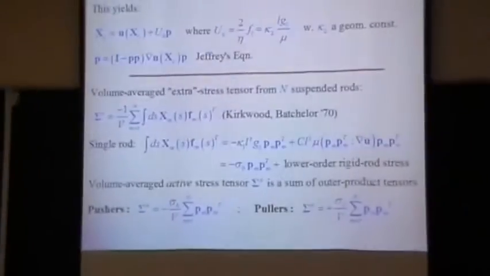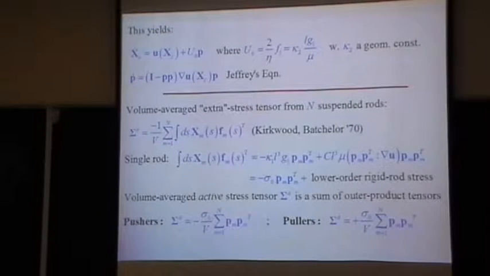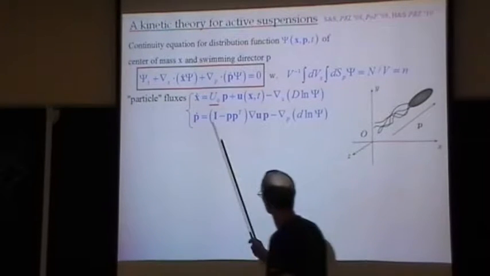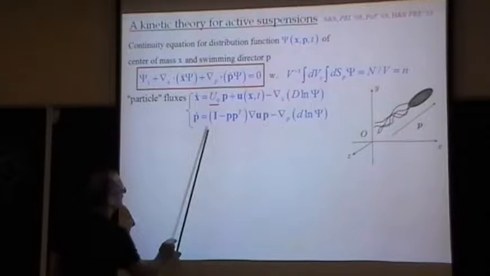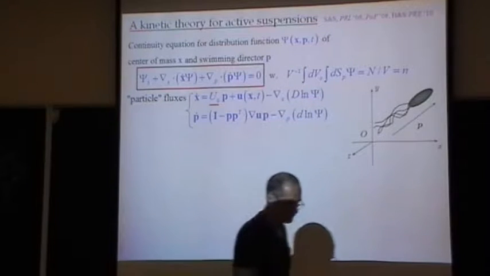But this is a huge difference. You're saying that the sign of a stress changes its form. That's a huge, huge difference. And of course, that's this whole thing about extensile and contractile stresses, as you see right here again. Then you have your kinetic theory. There's your particle fluxes, where we've added on center of mass and rotational diffusion, some normalization on the Fokker-Planck equation.